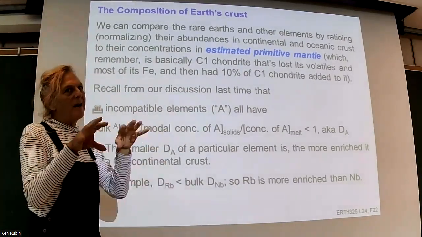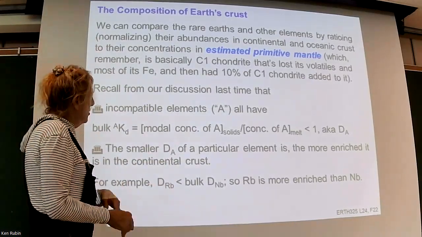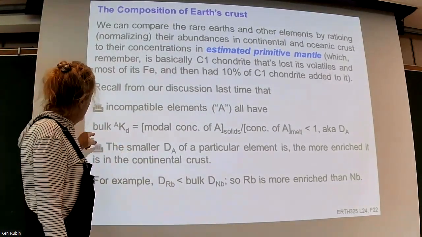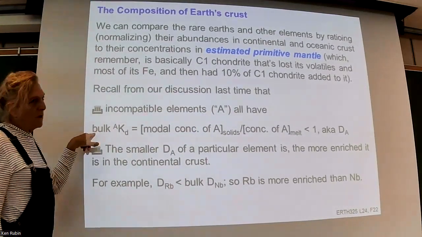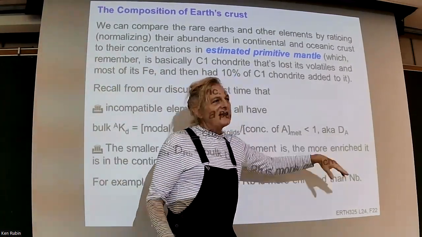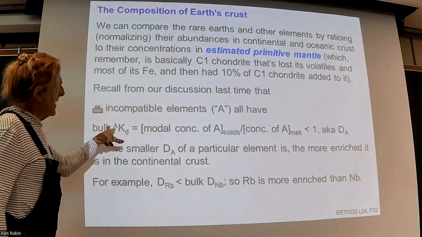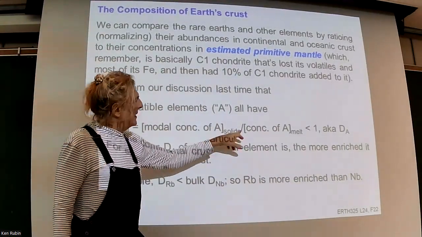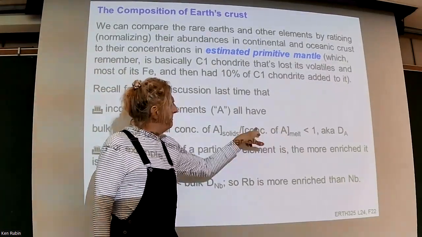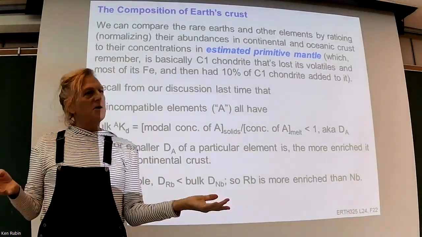Modal is like a weighted average of each of the solids, okay? And so an element that has a value of this, sometimes what's called a bulk KD, other people just call it a D. It's just a distribution coefficient. If it's low, the value is low, like less than 1, it means there's more of this chemical in the melt than in the solids.